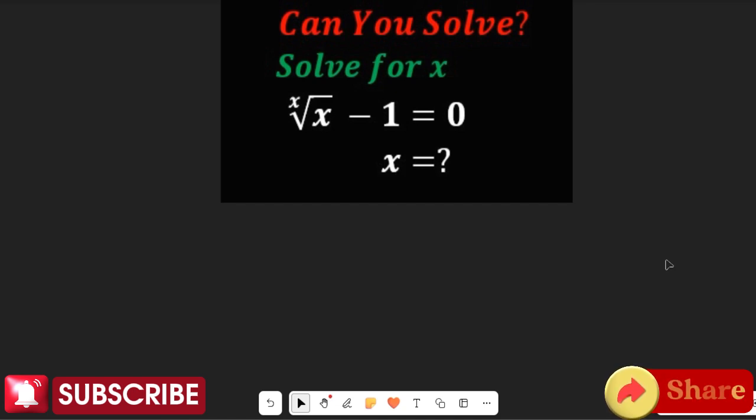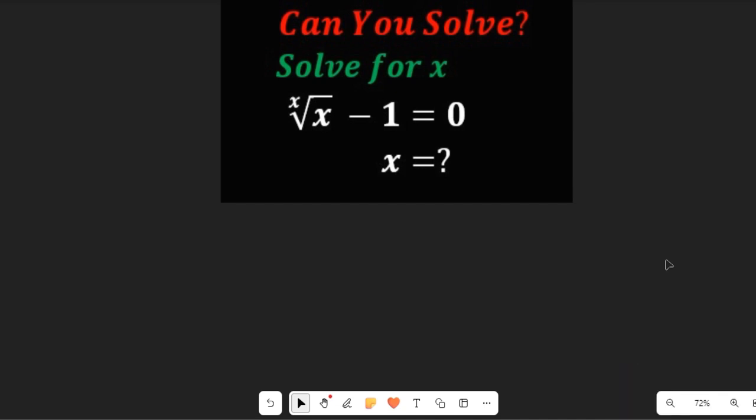The first thing I'm going to do is to take the negative 1 to the right hand side. That way I can easily take the square of both sides to somewhat work on the square root sign. Now let's see how that works out.